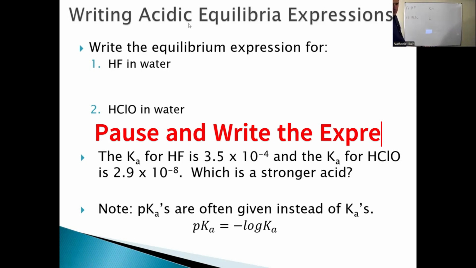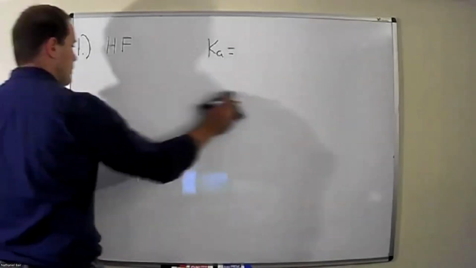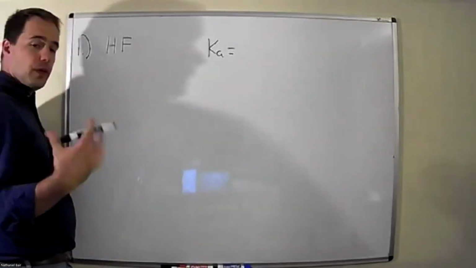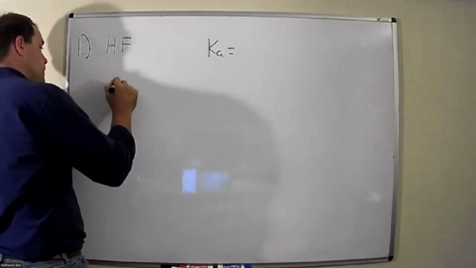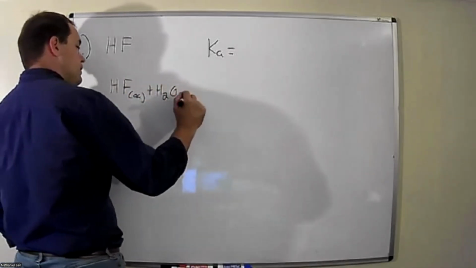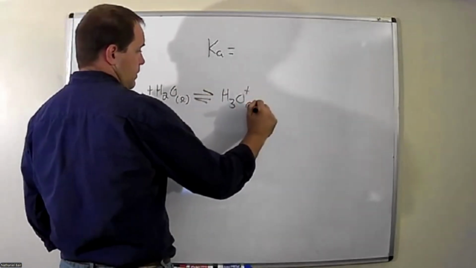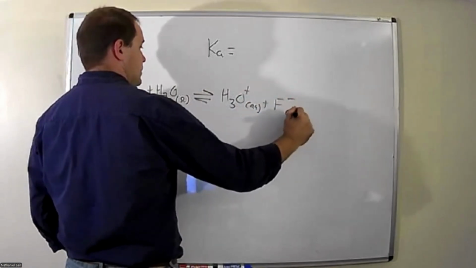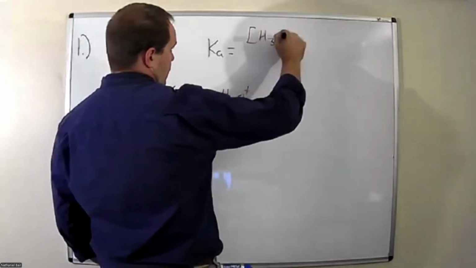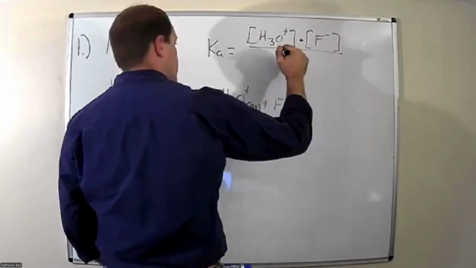This is where you've got two options. Let's do the HF one first. So here are your two options: you can do it the hard way or the easy way. Let's start with the hard way. The hard way is we're going to write everything out. We're going to put that in water. That's going to give us H3O plus and F minus. Water doesn't go in, so the first way we could do it is H3O plus times F minus over HF.